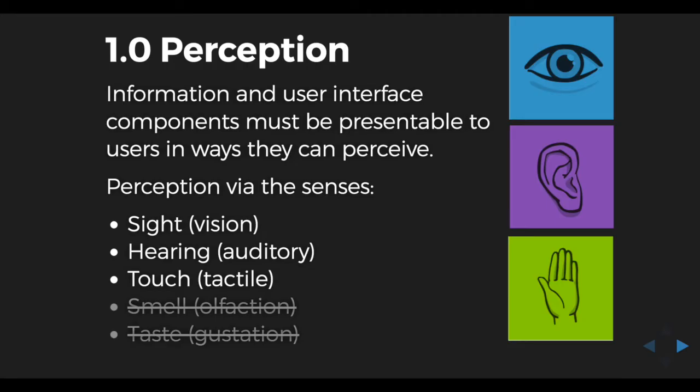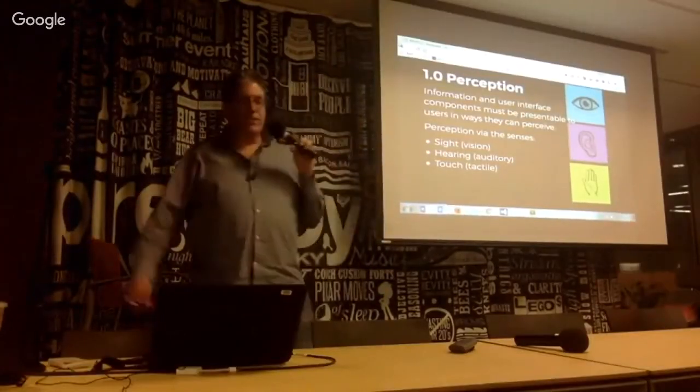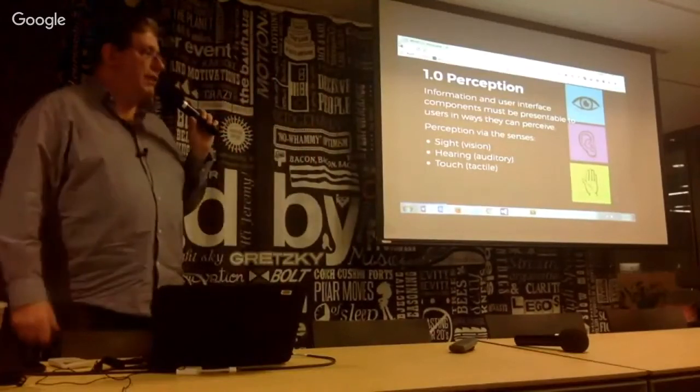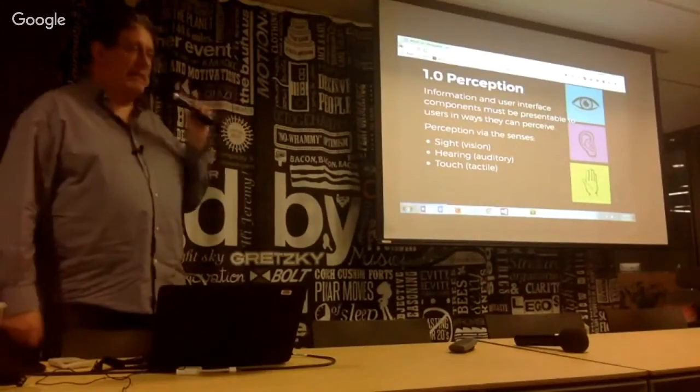So sight, vision, yes. Hearing, auditory. If you're watching a video and you can't hear, you've got to have those captions, or else all you do is see someone flailing their arms and you have no idea why. Touch. So here's an interesting thing. You think, well, I understand touch screens, but how does touch enter into this?